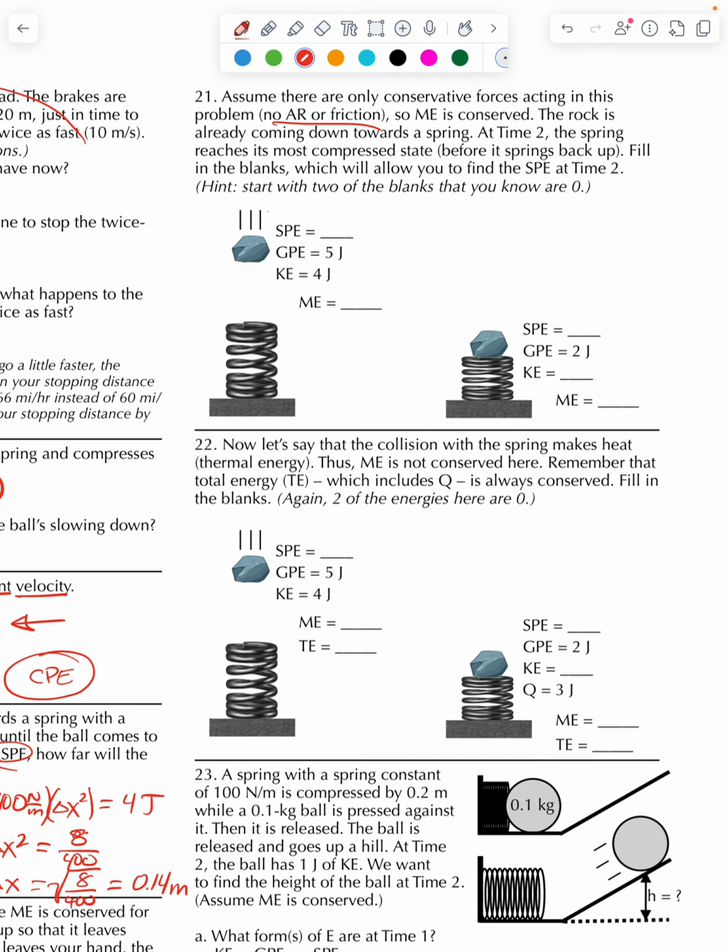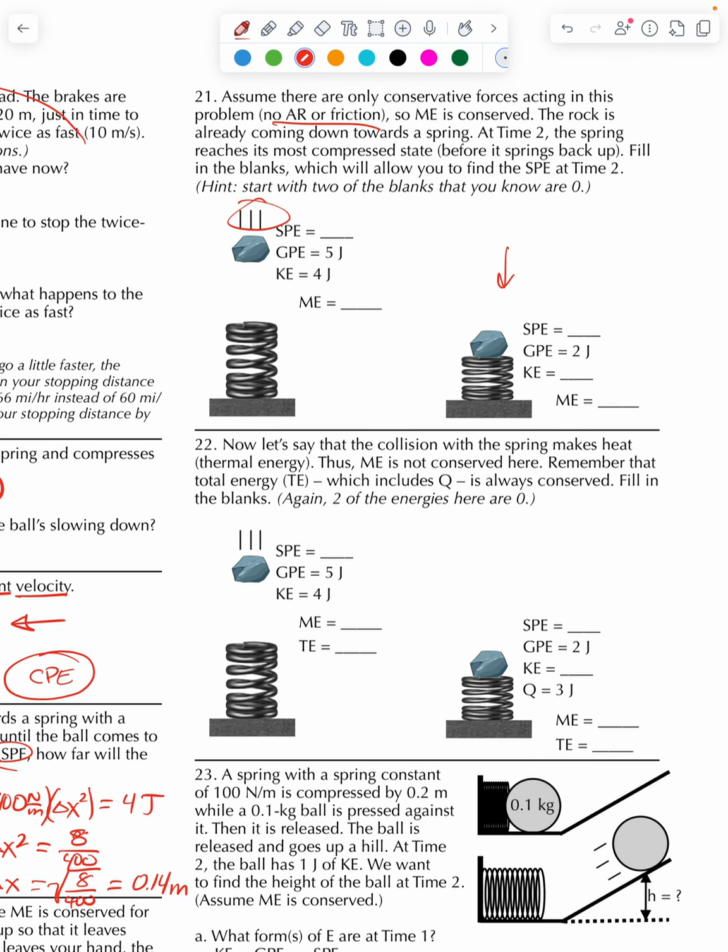The rock is already coming down, as you can see with my motion lines, towards a spring. The spring, there's no... Well, I won't give this away yet. Then it comes down towards the spring. At time 2, the spring reaches its most compressed state. So that's time 2 over there. Before it springs back up. Fill in all the blanks.